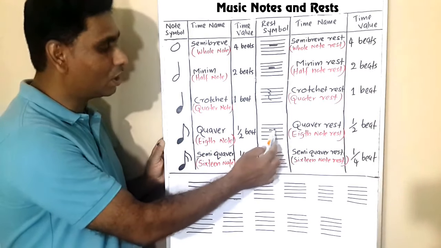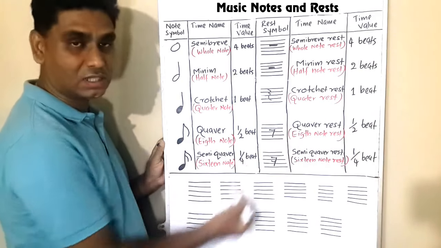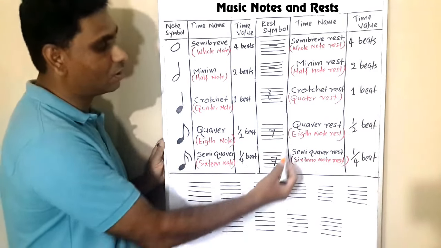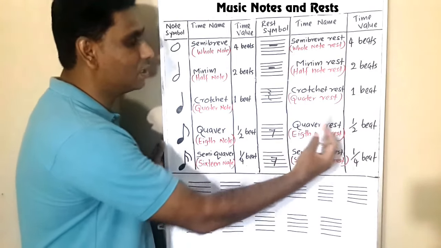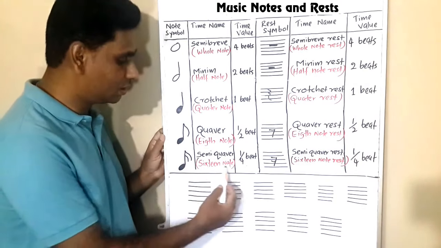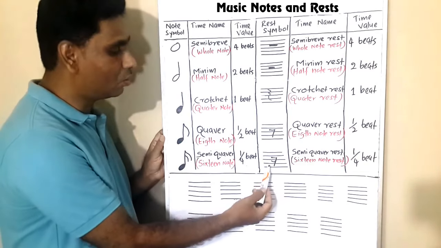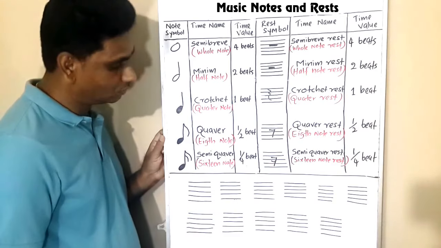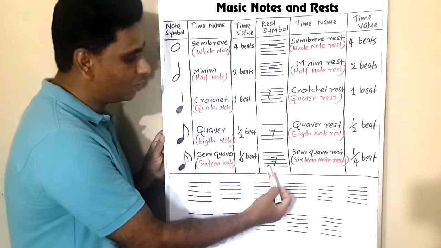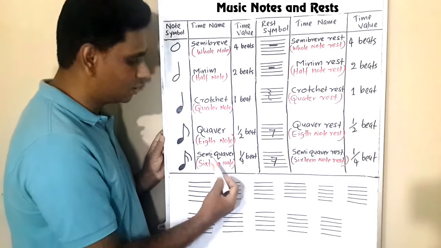This is how the quaver rest is drawn. It's just like a number 7, but it starts from the third space and goes up to the first space. This is the quaver rest, also known as the eighth note rest, which has the same beat value as the quaver note. The last note is semiquaver, 16th note, which has a quarter beat value. And this is how the semiquaver rest is drawn. It starts from the third space. This is the semiquaver rest, also known as the 16th note rest, which has the same beat value as the semiquaver note.